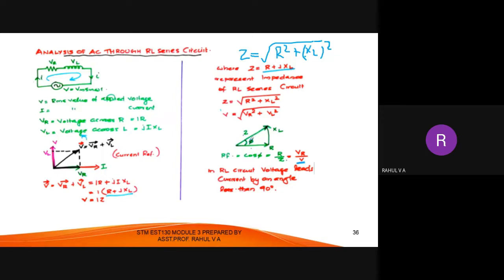Okay, from this triangle itself, you will get the formula. Magnitude of impedance, that is the hypotenuse, is equal to the square root of R square plus XL square. That you will directly get from this power triangle.